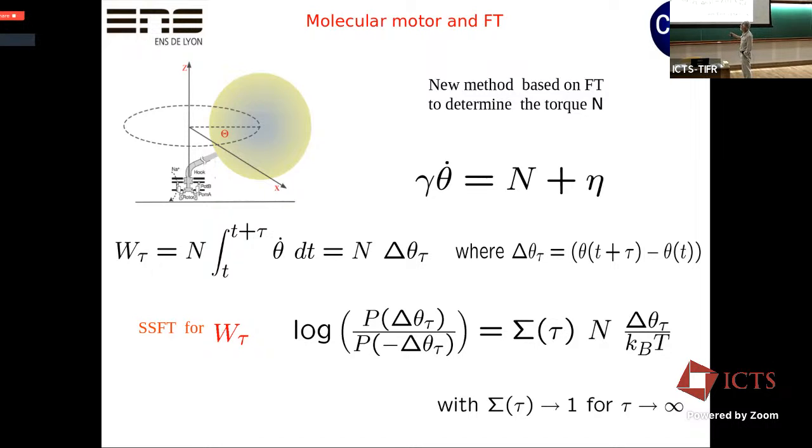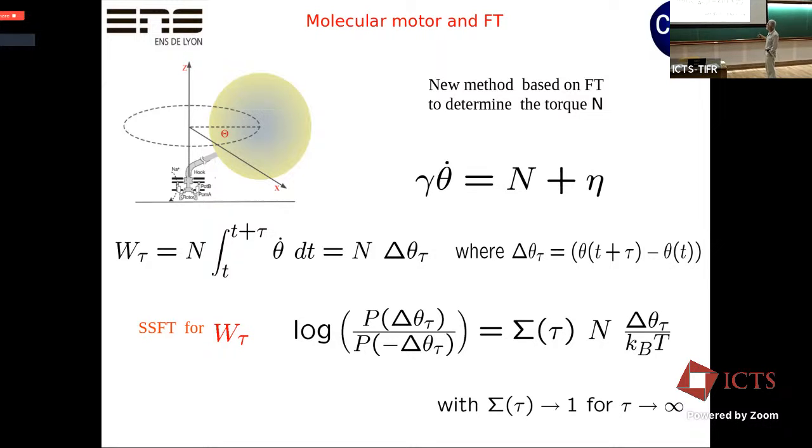At the end of the story, as a first approximation, which is not completely wrong in a certain regime of the motor, you see that the work reduces to n, your unknown, times delta theta tau, which you actually know. And so what you do now is apply the fluctuation theorem. Since this is a Langevin equation, I've shown you that it works perfectly. So you apply it, and I write this.